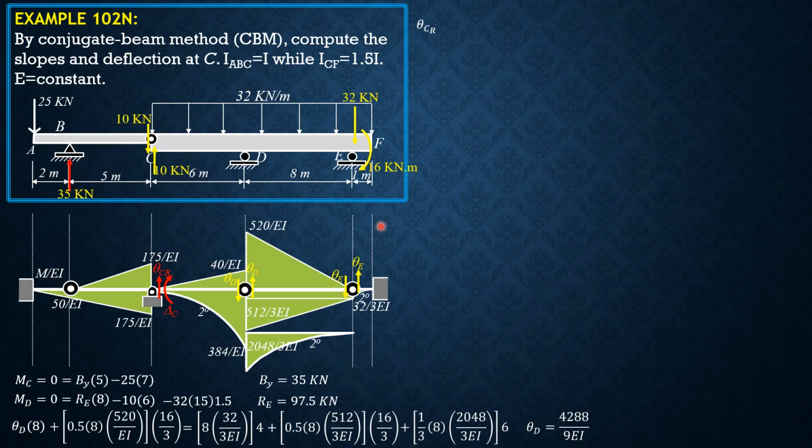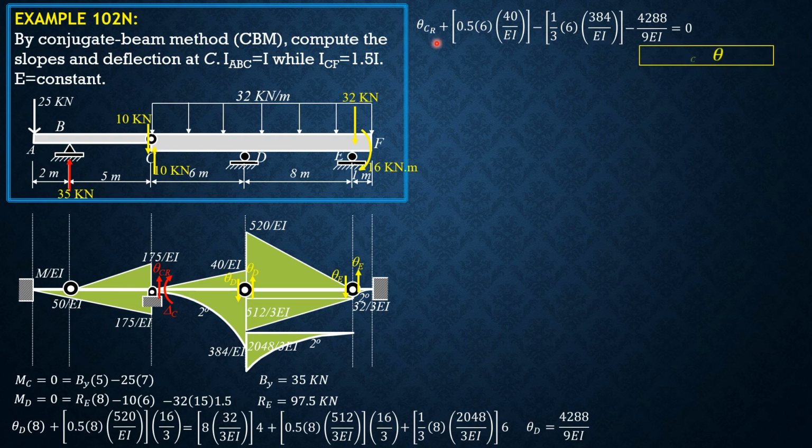So to solve for theta C right, because theta D is known, just sum up vertical, summation of Y. So theta C right plus the area of this triangle, which is 0.5 of 6 times 40 over EI, then minus the area of this spandrel, 1/3 of 6 times 384 over EI, minus theta D, which is 4288 over 9 EI, equals 0. So we can now solve theta C right. Theta C right equals 1124.444 over EI.